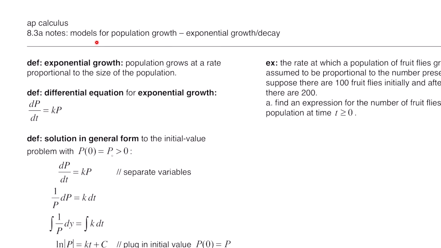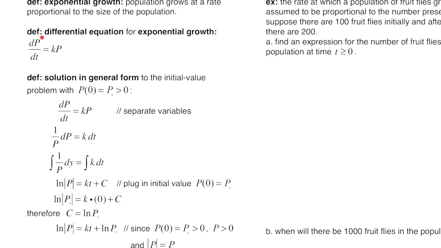In this lesson, we're going to cover models for population growth, specifically exponential growth and decay. This definition says exponential growth is when a population grows at a rate proportional to the size of the population. Our next definition is a differential equation for exponential growth. It's written as dP/dt equals k times P.